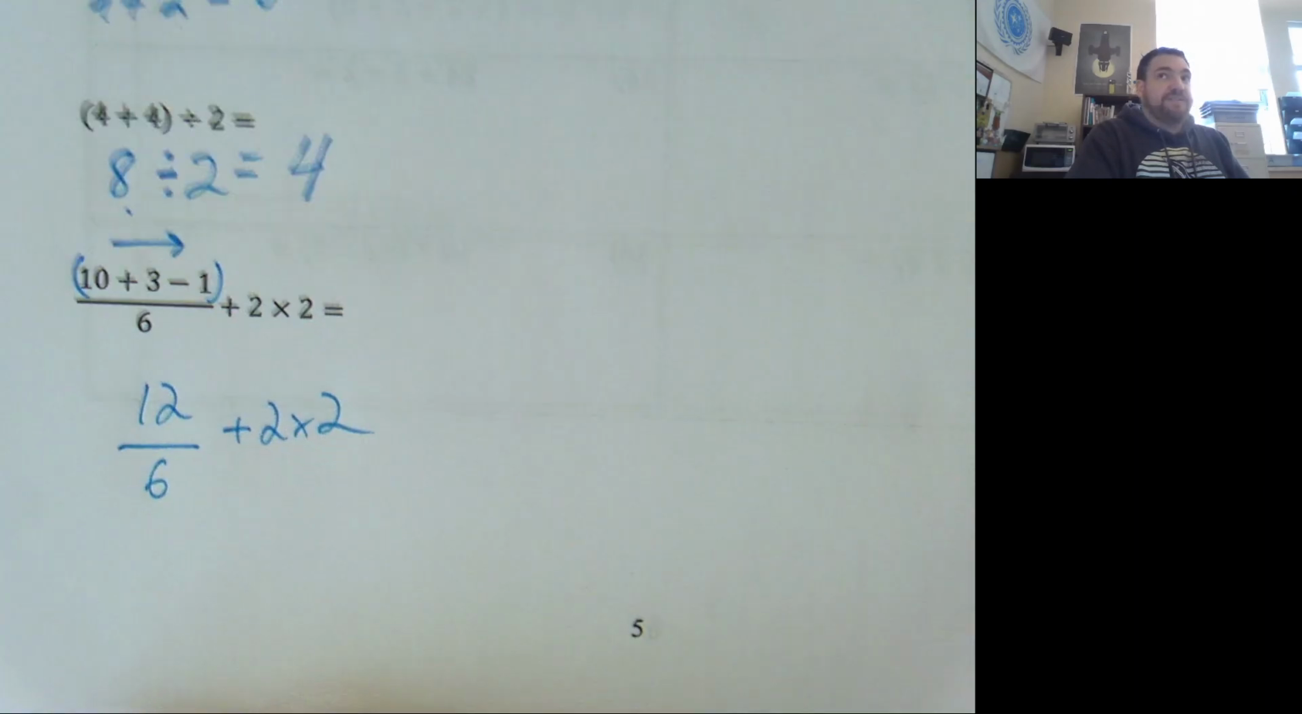Okay, what are we going to do next? BEDMAS says what happens? Brackets are done, exponents are done. D and M stand for division and multiplication.